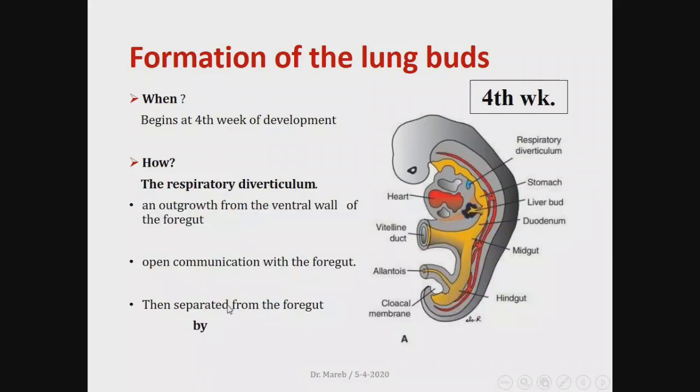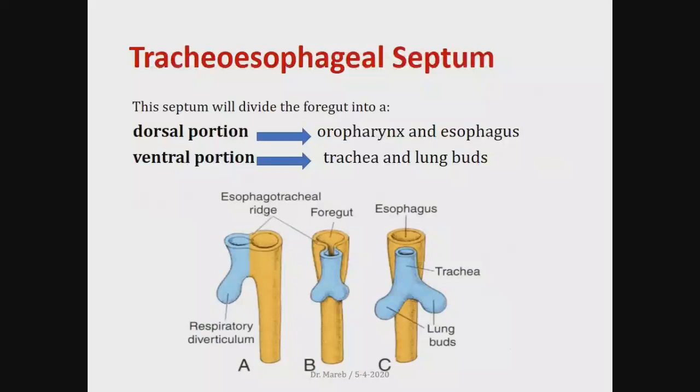Then, after a time, it will become separated from the foregut by the formation of the esophagotracheal ridge. This esophagotracheal ridge, you can see here, separates the respiratory diverticulum from the foregut, which appears yellow in color. And this will become deep, forming a groove, and ultimately there will be formation of a tracheoesophageal septum. This septum will divide the foregut into a dorsal portion, oropharynx and esophagus, and a ventral portion, trachea and lung buds.